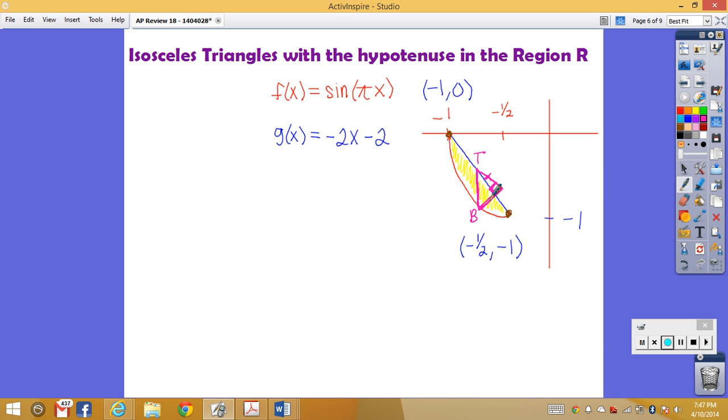Problem is, for an isosceles right triangle, I would want to know how much this base or height is, I don't care which one's which. That would be a base and that would be a height. Area of a triangle we usually do by 1/2 base times height, especially if it's a right triangle. Isosceles triangle with the hypotenuse in the region R, because I said the word hypotenuse, it means it has to be an isosceles right triangle. So this one is a little bit tricky.